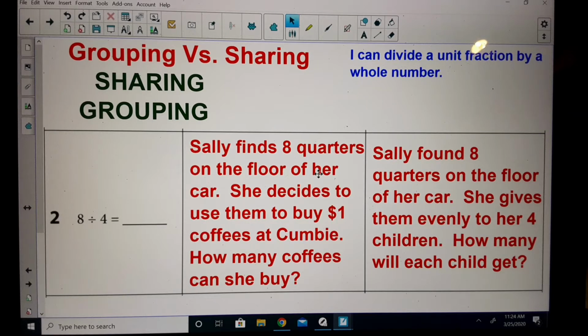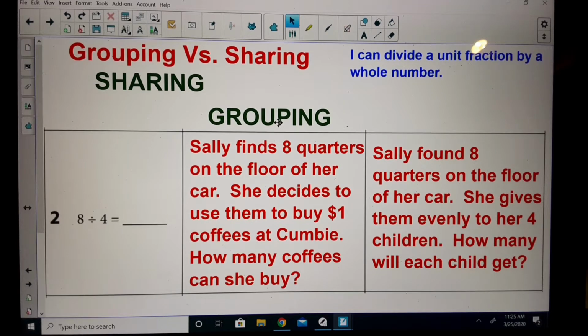Sally finds 8 quarters on the floor of her car. She decides to use them to buy $1 coffees at Cumby. How many coffees can she buy? Well, 8 quarters, and she's using them to buy $1 coffees. She's putting 4 quarters together to make $1. So her groups are 4 quarters. How many groups of 4 can she make? This is a grouping question because we didn't know how many groups she could make.